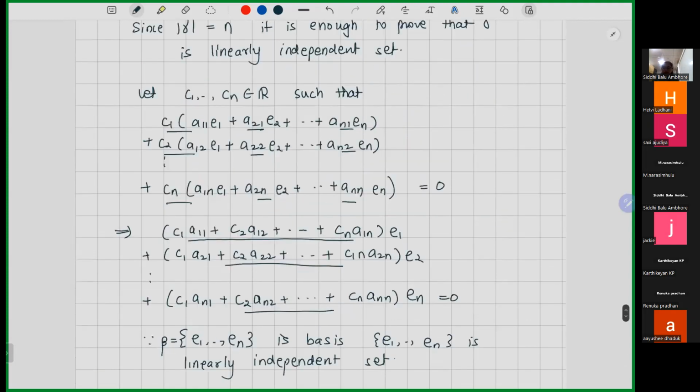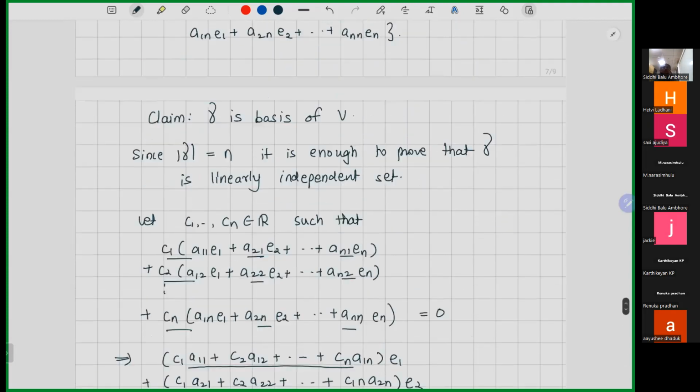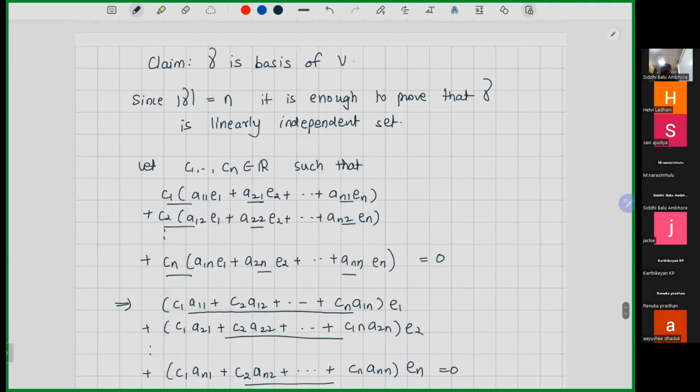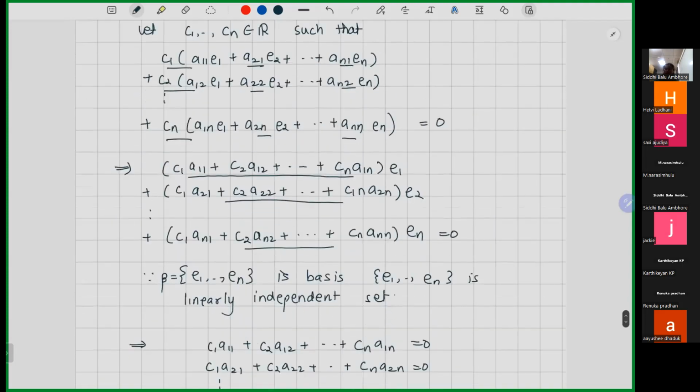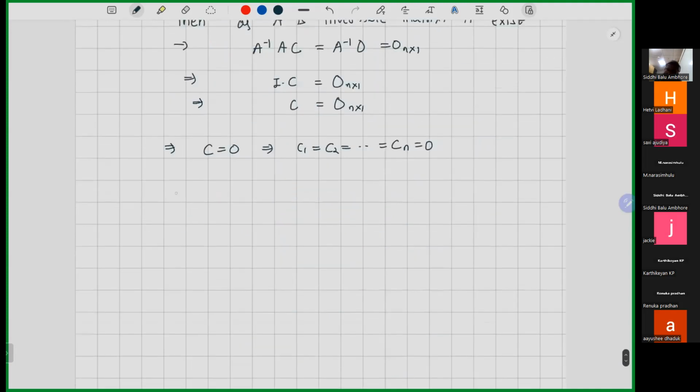So that's what we wanted. We started with the linear combination from the elements of gamma equal to 0, and we obtained that all the corresponding coefficients C1 to Cn are 0. So this implies what? Gamma is a linearly independent set, okay? And so this implies that gamma is a basis, okay?